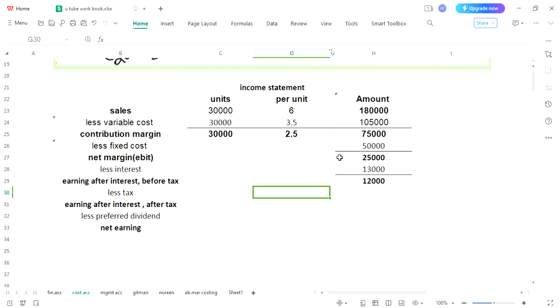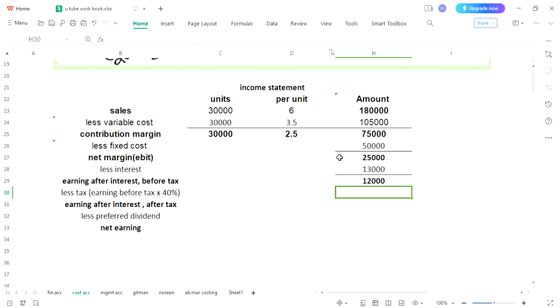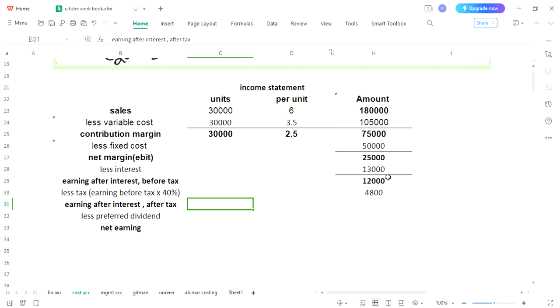Over here you will calculate your tax, and for that you need earning before tax and simply take 40%, which is given in your question. This way you can calculate your amount of tax. Just come over here. Your previous earning, or earning before tax, was 12,000, and what you will do, you will take 40%. Amount of tax has been calculated.